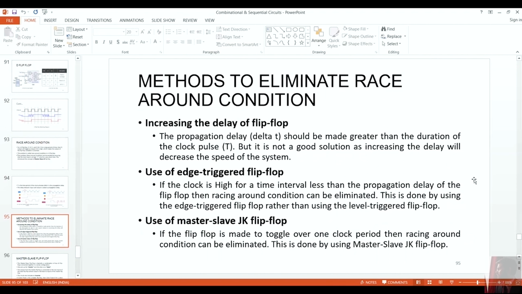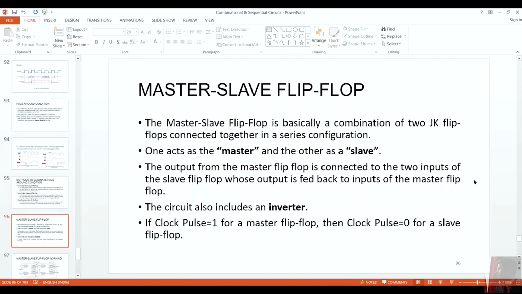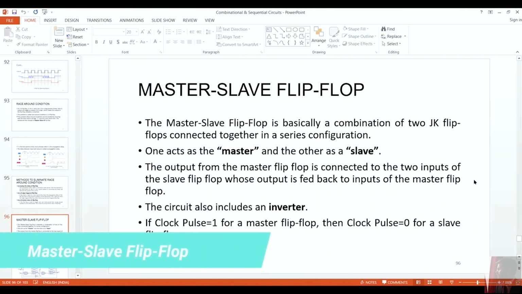So what we require, how can we remove this race round condition? Because if you remember the race round condition, the clock would be very, very high. So we can use master slave flip-flop, we can use edge trigger, because the rising edge or falling edge will come after a certain interval, and we have to increase the delay of the flip-flop, right? So a master slave flip-flop is a combination of JK flip-flops.